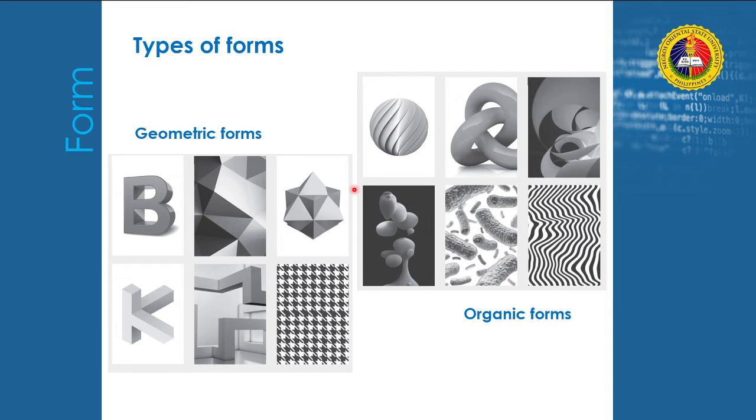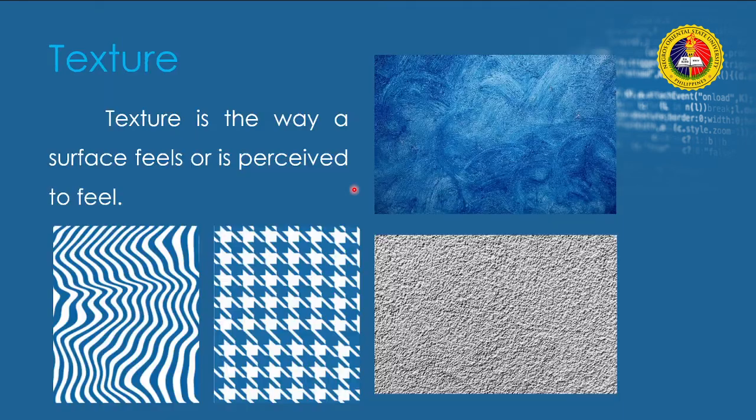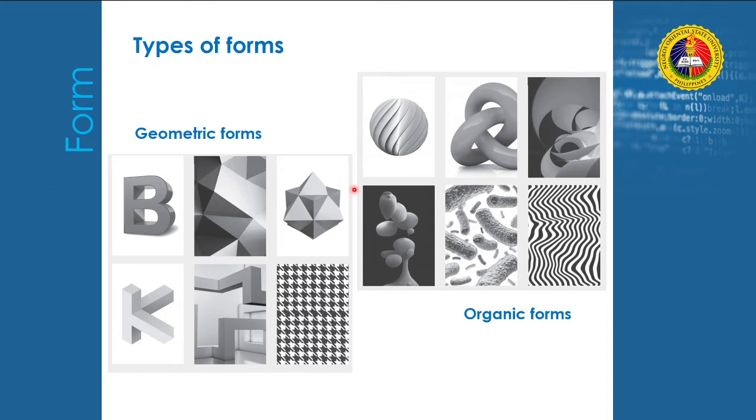It has two types, geometric and organic. Geometric, so these are the forms that appear to be man-made, something that can be created using measuring tools or using our hands. And then for organic forms, these are the forms or objects that can be kanabang makita nato siya or that appears to be more natural. Right? So that's it for form.